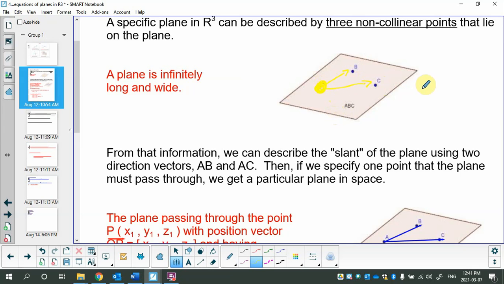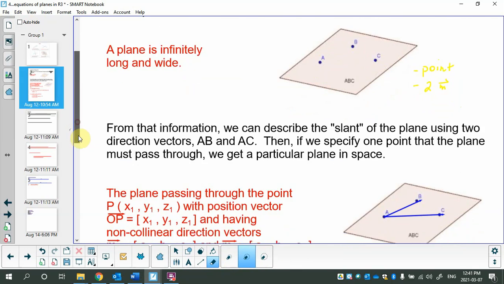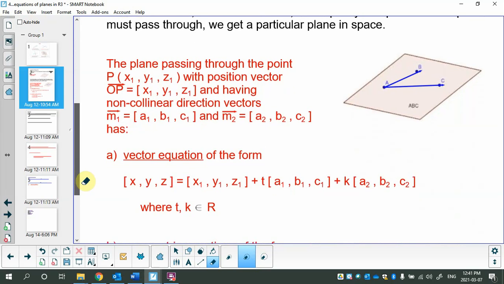So you need a point, and I've probably got this written somewhere. You need a point, and you need 2 direction vectors. They both can't be called M, just so you know. So I'm going to erase this and keep reading. So the plane passing, oh, there's my perfect example. The plane passing through the point P, x1, y1, z1, so a point, and then associated back to the origin in 3 space, which is 0, 0, 0, turns that into what's called a position vector.